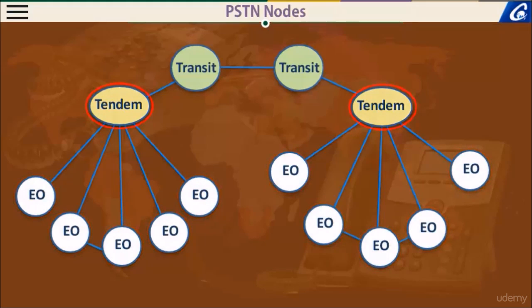Tandem, which connects EOs together, provides an aggregation point for traffic between them. In some cases, the tandem node provides the EO access to the next hierarchical level of the network. And transit, which provides an interface to another hierarchical network level. Transit switches are generally used to aggregate traffic that is carried across long geographical distances.